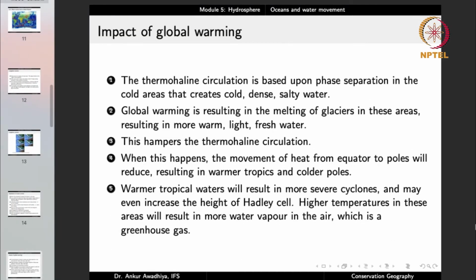And here it is important to note the impact of global warming. 90% of the oceanic circulation is happening because of the thermohaline circulation. And thermohaline circulation works because near the polar areas, the situations are so cold that ice is forming out of water. And when that happens, we have a phase separation which generates cold, dense, salty water, which starts the thermohaline circulation process. Now, with global warming, what is happening?